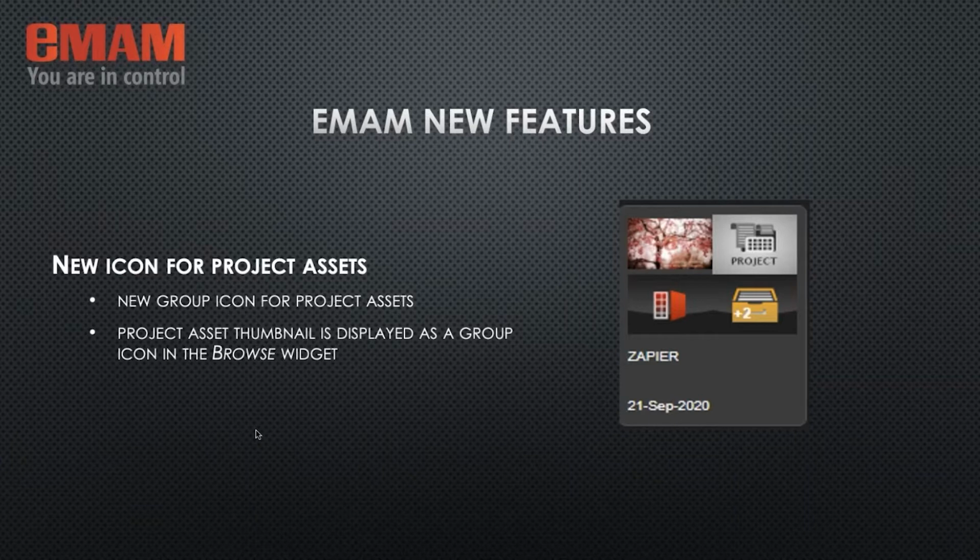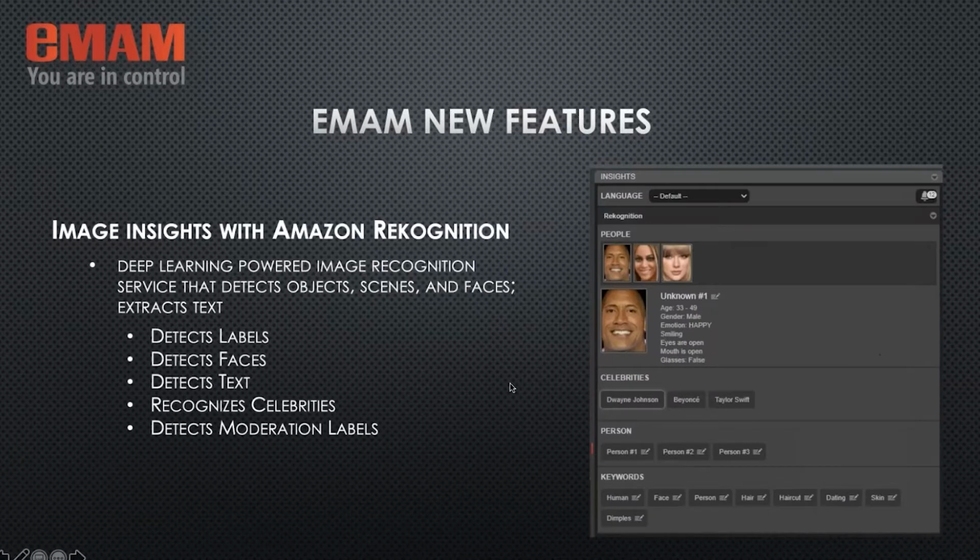But in this case here, within the browser widget, this is kind of what the thumbnail would look like now. And clicking on that, again, it's associated with multiple assets, the project files, any kind of sequences and things like that that are associated with that project can also be previewed within the Emam system or within the project widget. You can see what's there and associated with that.